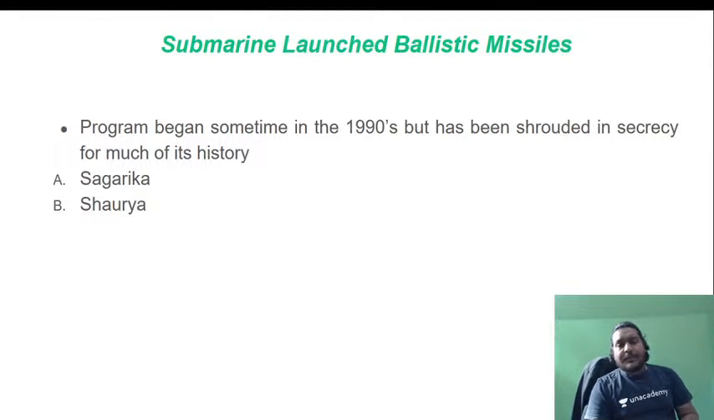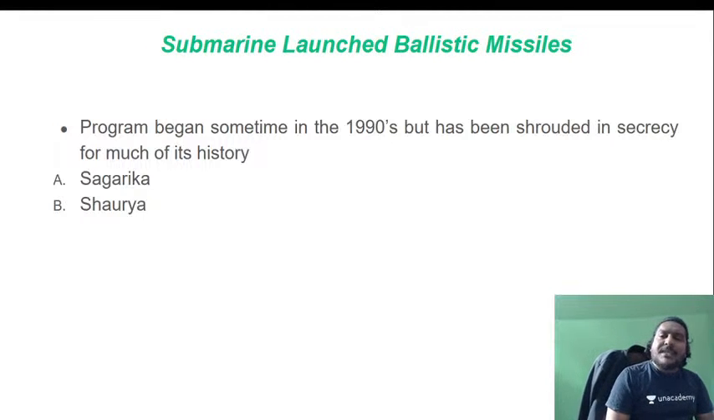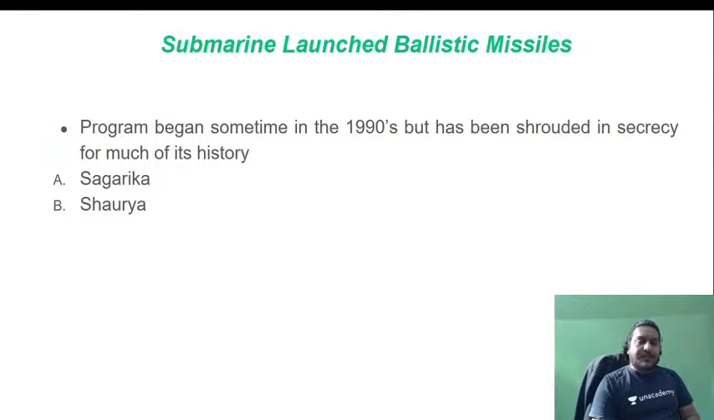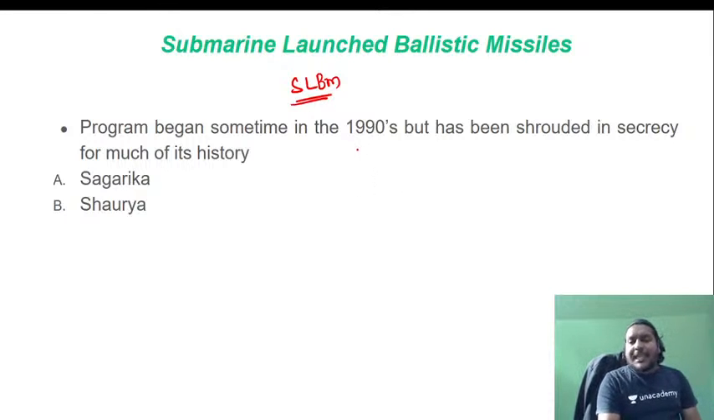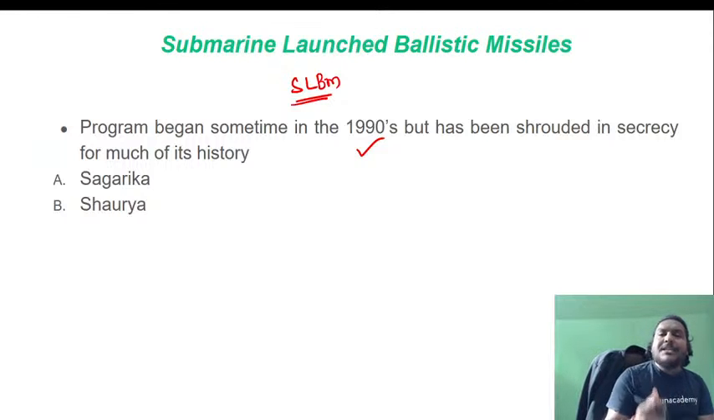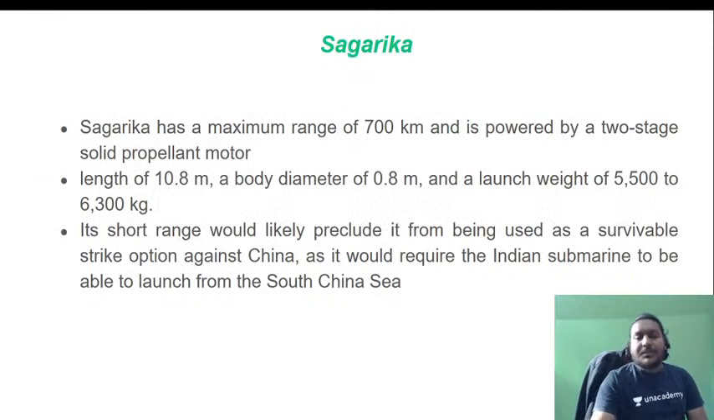Then we also need to launch some missiles from submarines sometimes. So we have submarine launched ballistic missiles. This program was started in the 1990s, but it was completely secret. So we have Sagarika and Shaurya. These are the two important things.